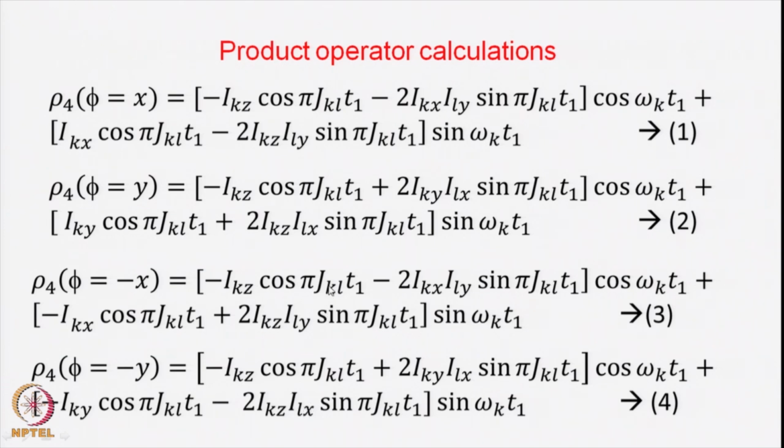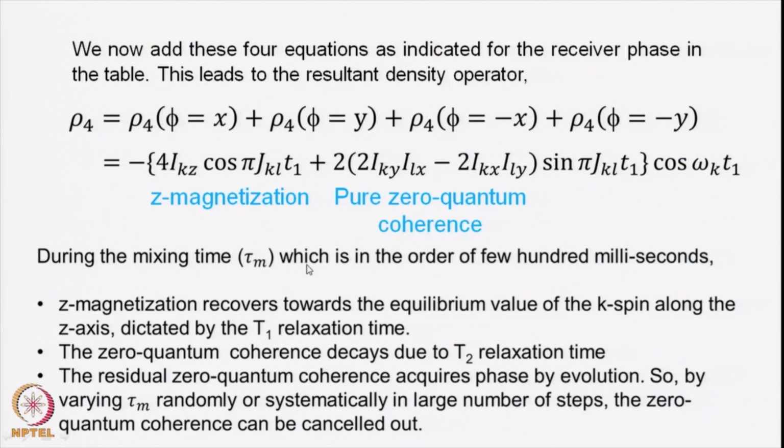Therefore, I will have only a limited number of terms from the addition of all of these, and that is indicated here. I will have minus 4 ikz cosine pi j k L T1 plus 2 into bracket 2 iky ILX minus 2 ikx ILY sin pi j k L T1, and the whole thing is multiplied by cosine omega k T1. Now look at what these terms are. This is clearly Z magnetization only. This is the Z magnetization of the K spin.